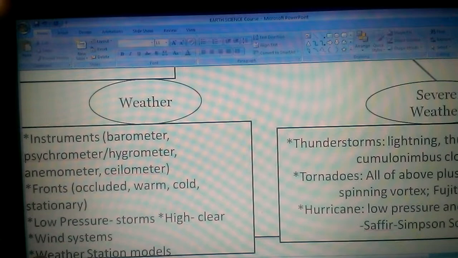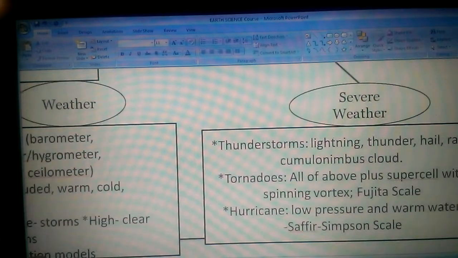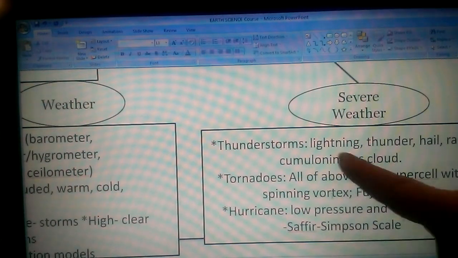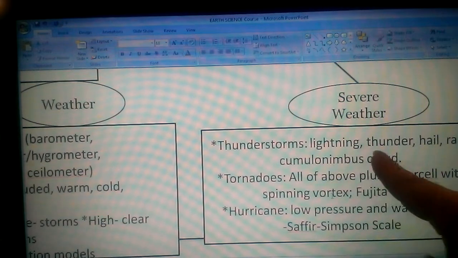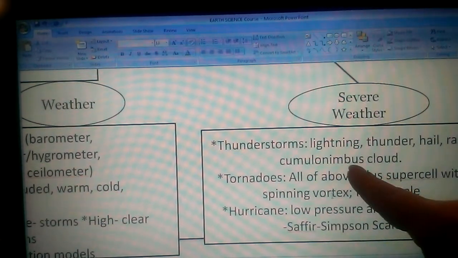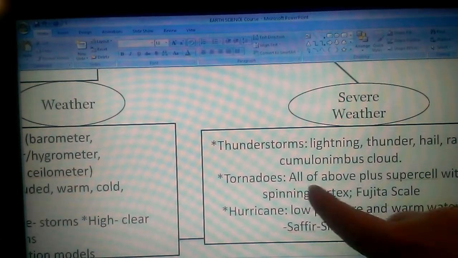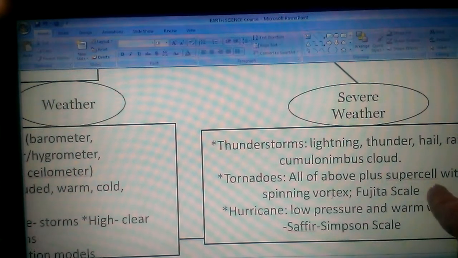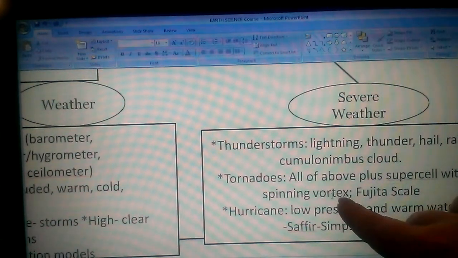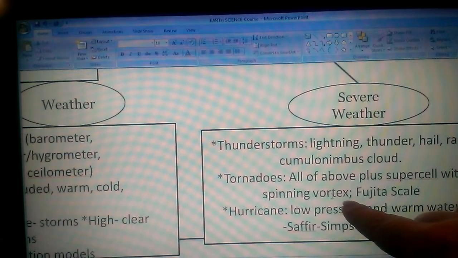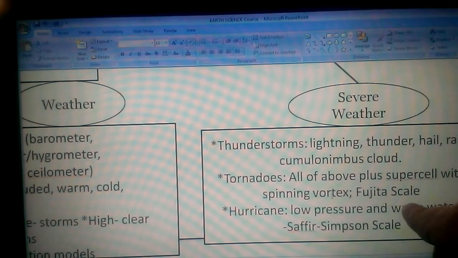So now let's go over to severe weather. Now severe weather, there are three main highlights. You have thunderstorms characterized as having lightning, thunder, hail, rain, cumulonimbus clouds. Then tornadoes have all of those things plus a supercell cloud that creates a spinning vortex, which is actually the tornado or the funnel that's going to come down from the cloud. And it's measured with the Fujita scale.